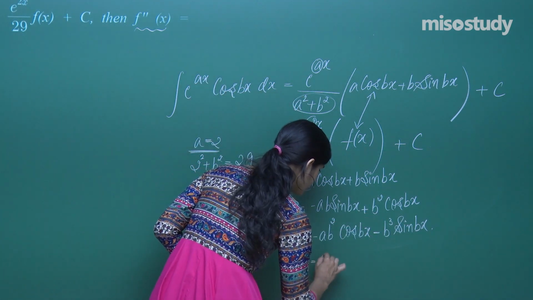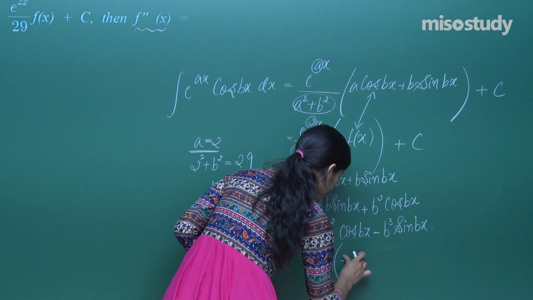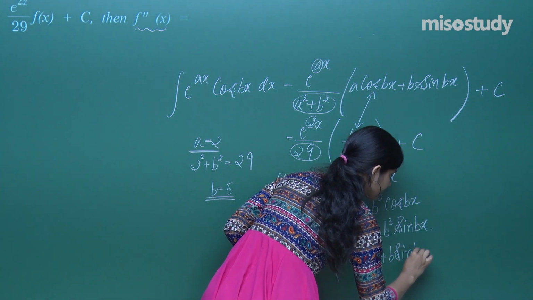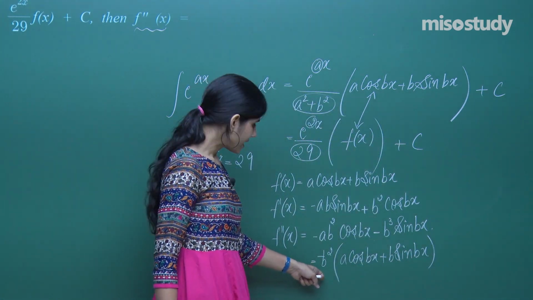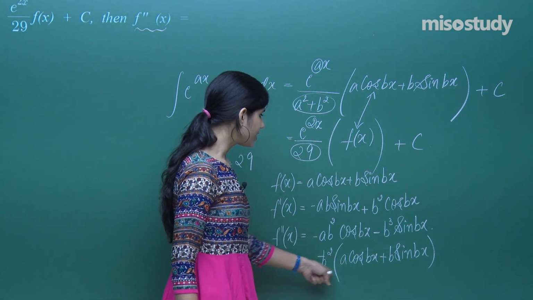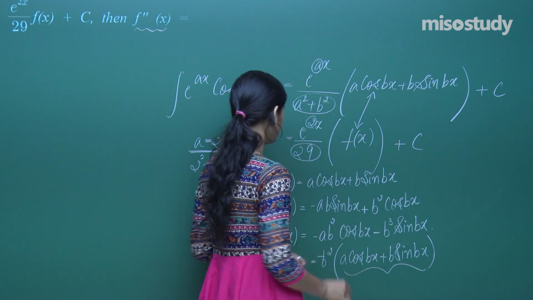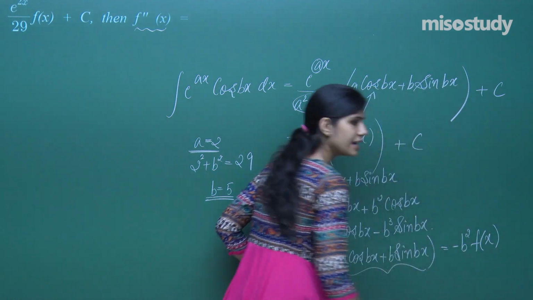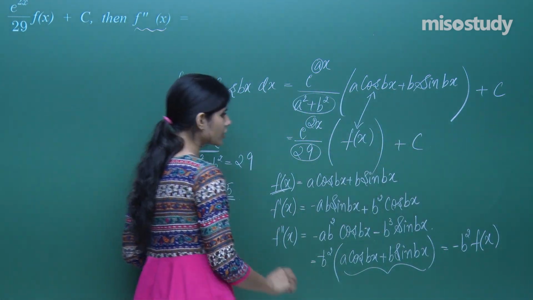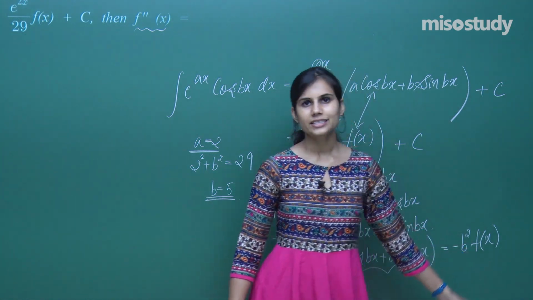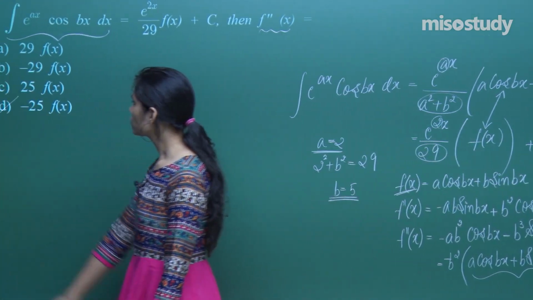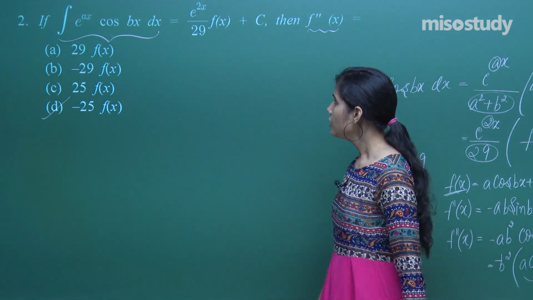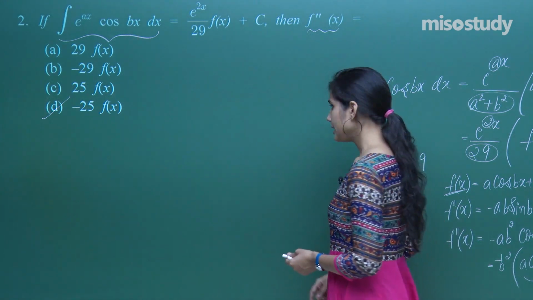From here, if you take out minus b square common, you are left with a cos bx plus b sin bx. This is minus ab square cos bx minus b cube sin bx, but a cos bx plus b sin bx is equal to f(x). So f double dash x has come out to be equal to minus b square f(x). But we know that b is equal to 5, so your answer is minus 5 square f(x), that is minus 25 f(x). Clear? Easy enough question.